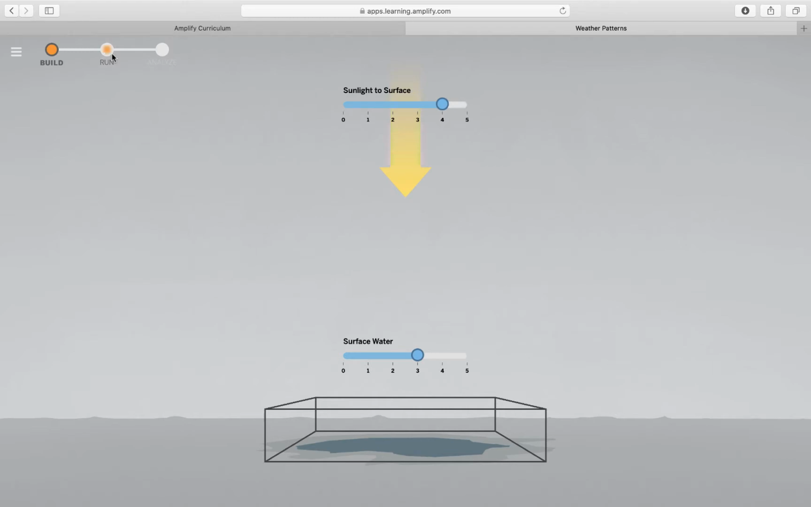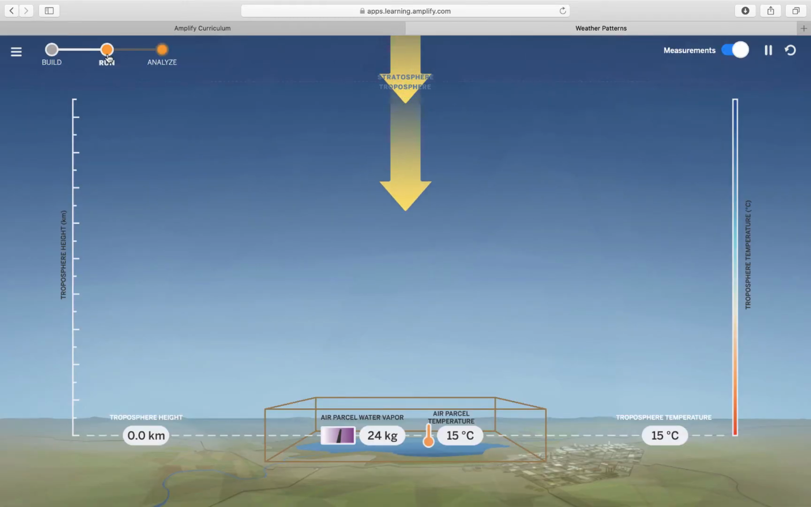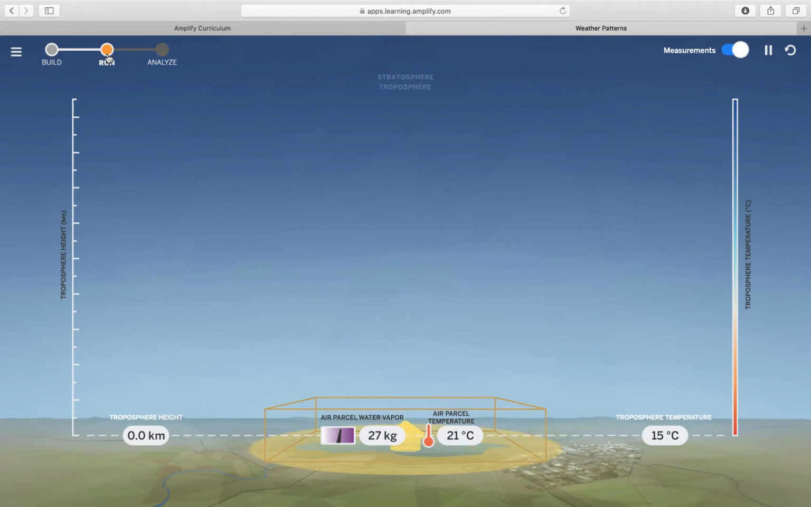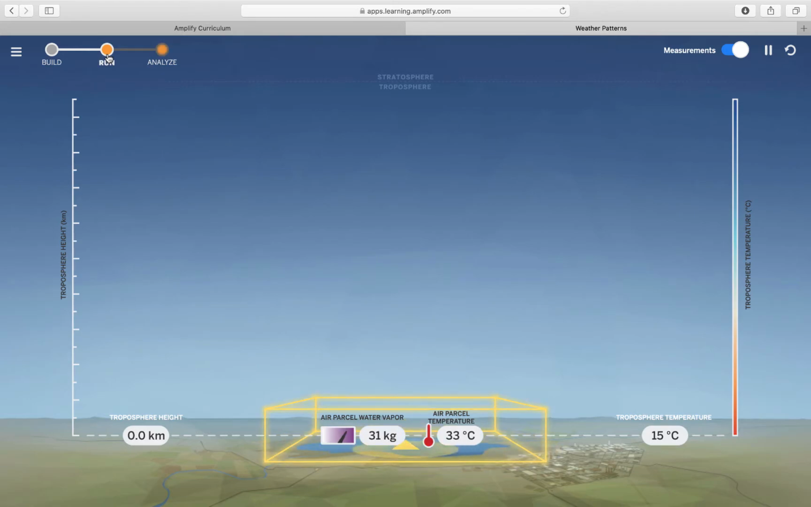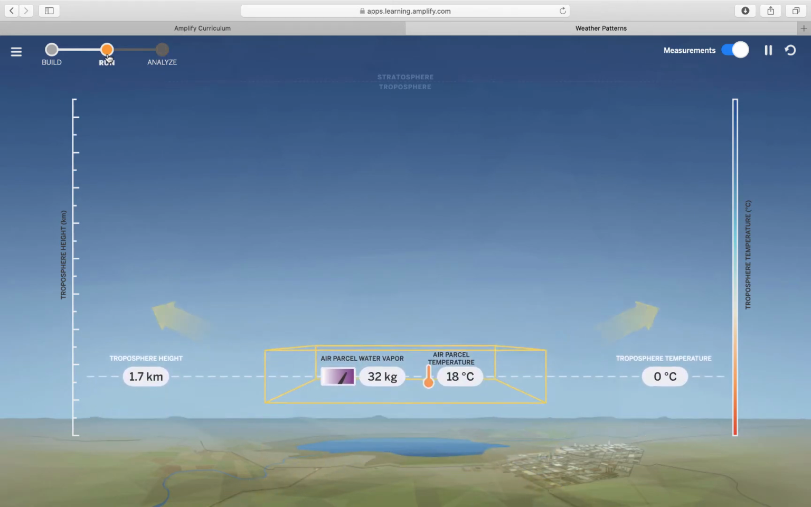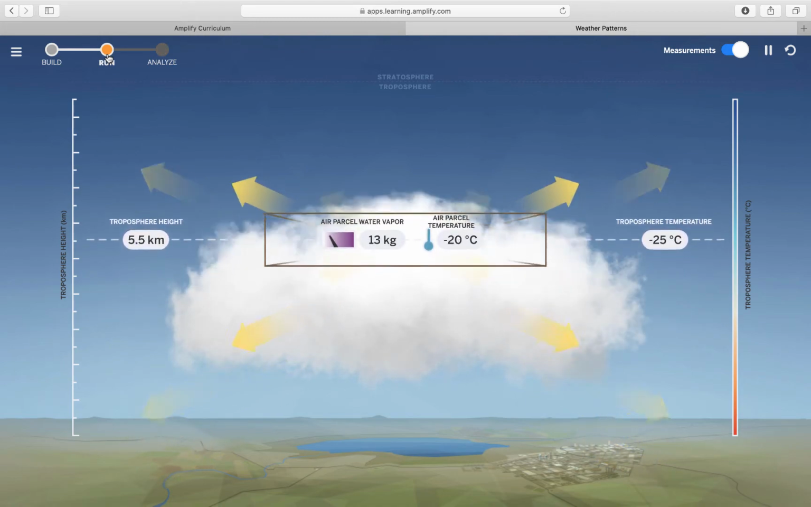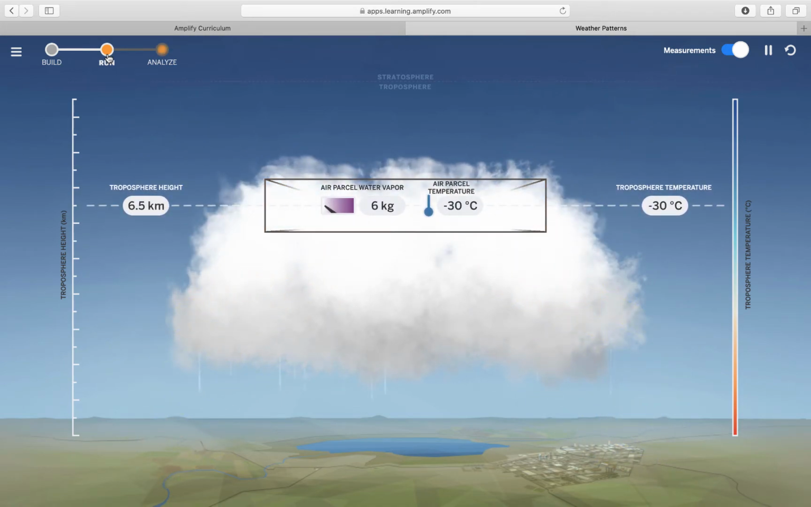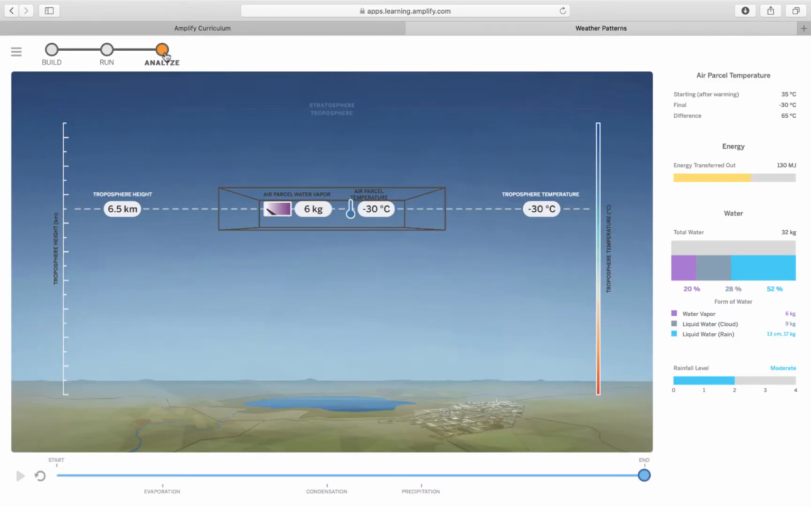And I'm going to run to see what happens to my air parcel when I have a level 4 of sunlight coming in. So you can see energy is being transferred from the surface to my air parcel. It reached 35 degrees Celsius. It's rising up. Condensation is creating a cloud. Eventually it's going to rain out. Some of that energy is being transferred out into the surrounding air. And you can notice I reached 6.5 kilometers in the air and I'm at negative 30 degrees Celsius. So I'm going to come over here and analyze, and I make sure I have all that data out there.